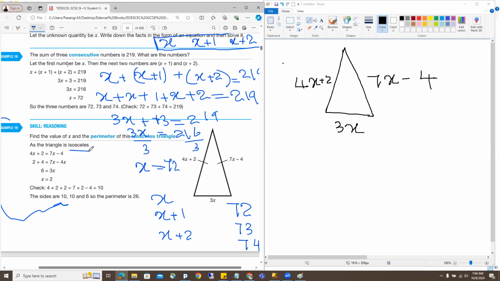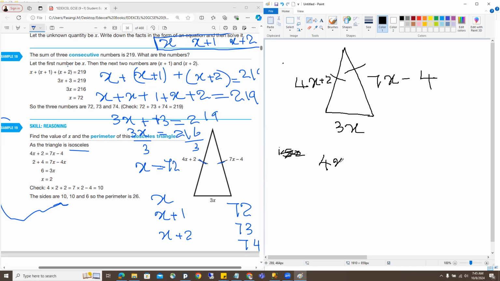It is an isosceles triangle, which means two sides are equal. See, they also mark that. These two lines indicate that the lengths of these two sides are equal.